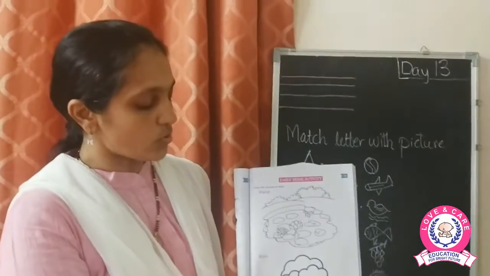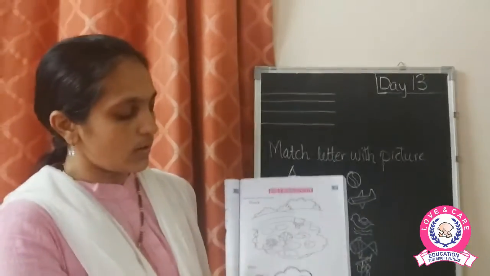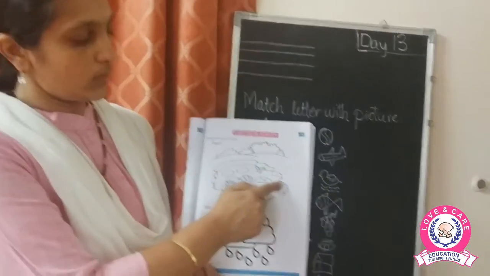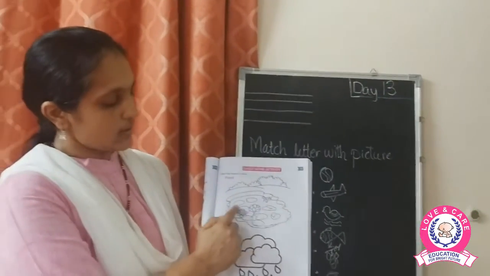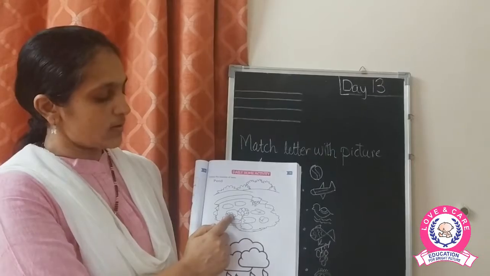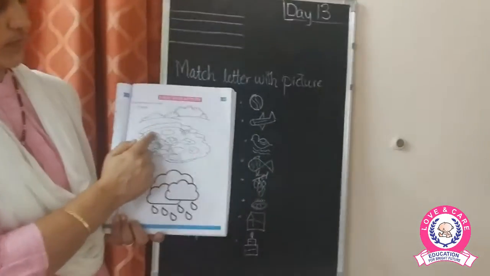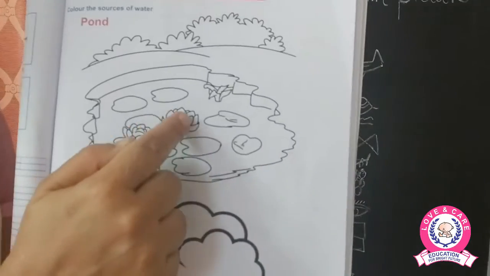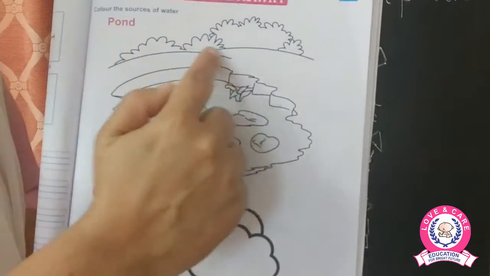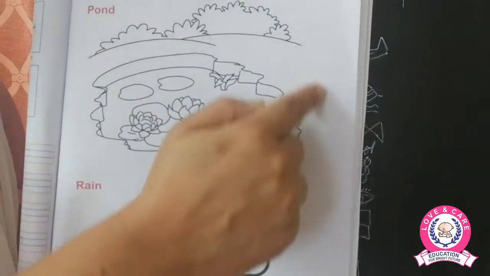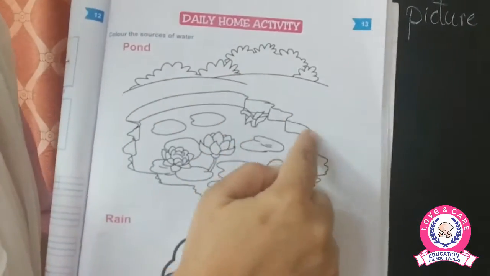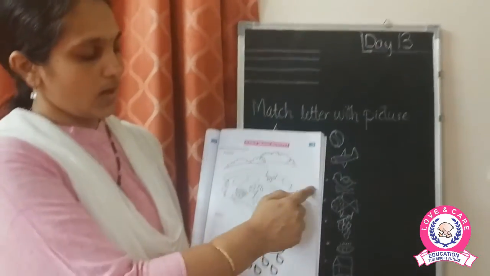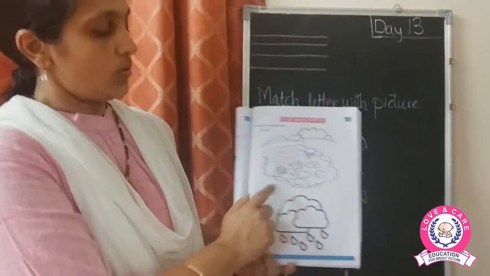Here are the two sources of water, that is a pond and a rain. When you color the pond, this is water. Inside you can see the lotus flowers, and these are the lotus leaves. So you color these leaves green, color the lotus pink. Here also you can color it green, or if you are just putting it as land, then you color it brown. So you have to color this.